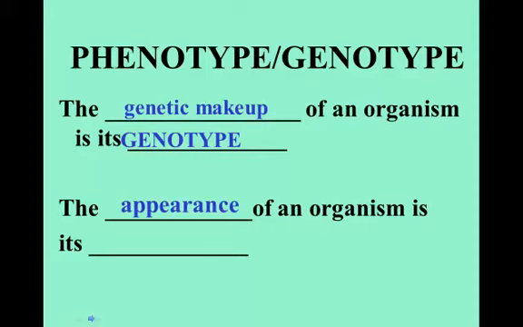Your phenotype is the way you look. So if I have two dominant tall genes, I'm going to look tall. My genetic makeup would be big T, big T. My phenotype is going to be tall. The way you look, what genes you have. And both of those words are going to come into play when we start doing Punnett squares.